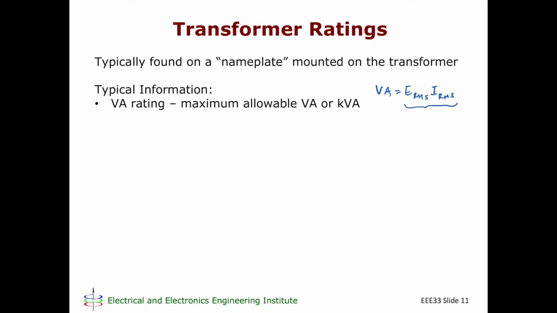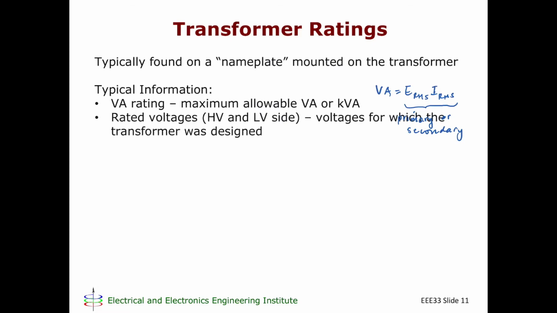So this is either the primary or secondary. The rated voltages are the voltages for which the transformer was designed. So for the previous example, the rated voltages are 230 volts at the primary and 100 volts at the secondary. And you call that a step-down transformer. When the primary has a lower voltage than the secondary, then you call it a step-up transformer.